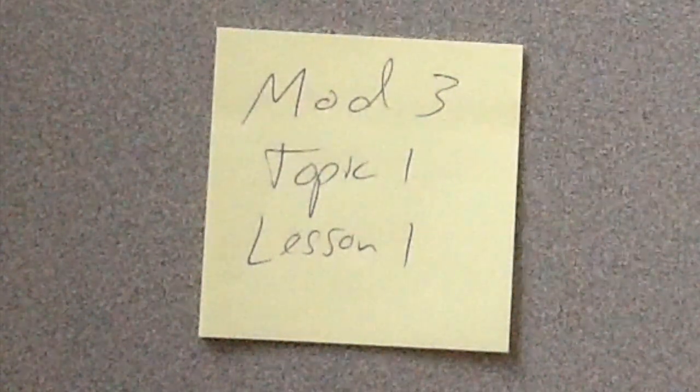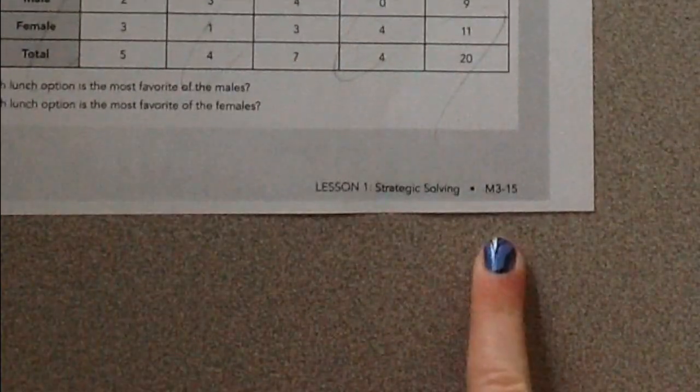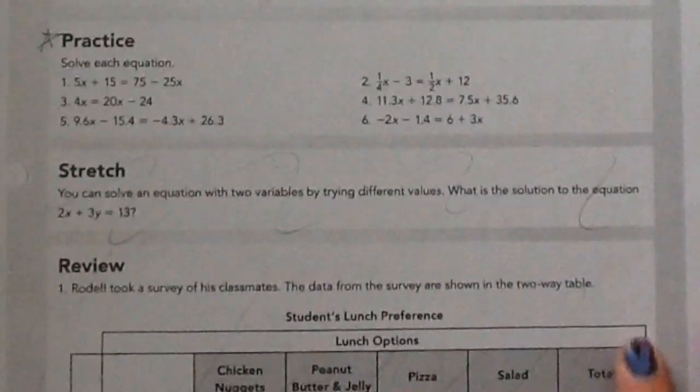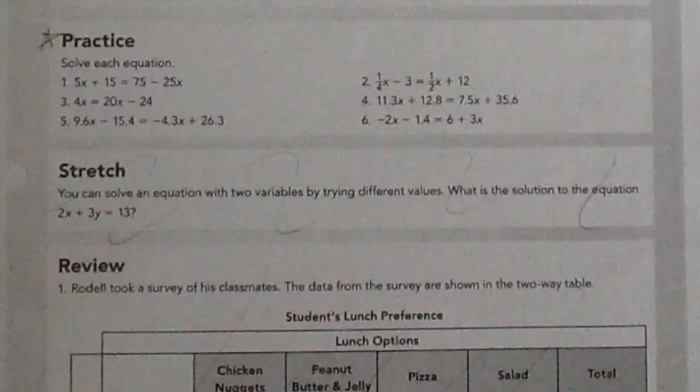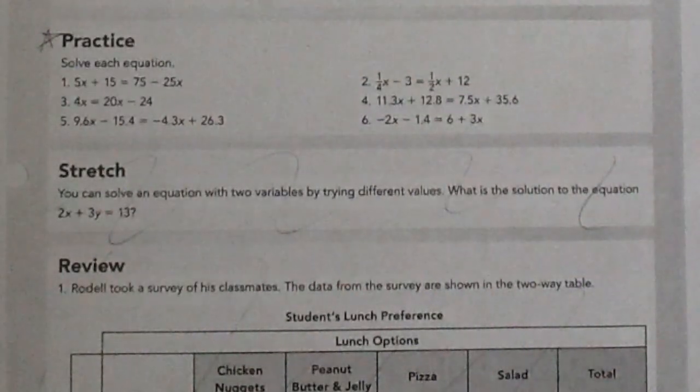We're in Module 3, Topic 1, Lesson 1. We're just doing one page. We will be doing M3-15, and we're just doing the practice 1 through 6. Now, they don't give you room to do the work, so I'd recommend using a scratch sheet of paper and then just writing the answers next to each question.